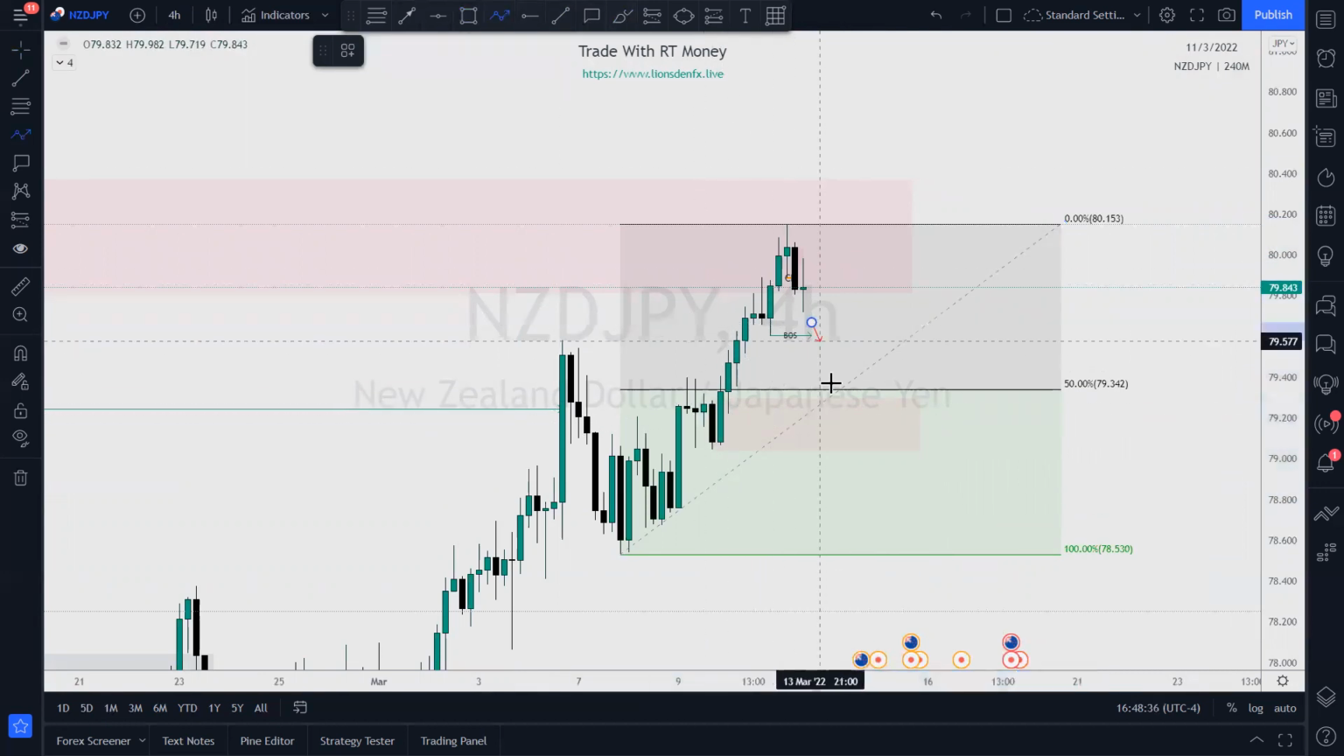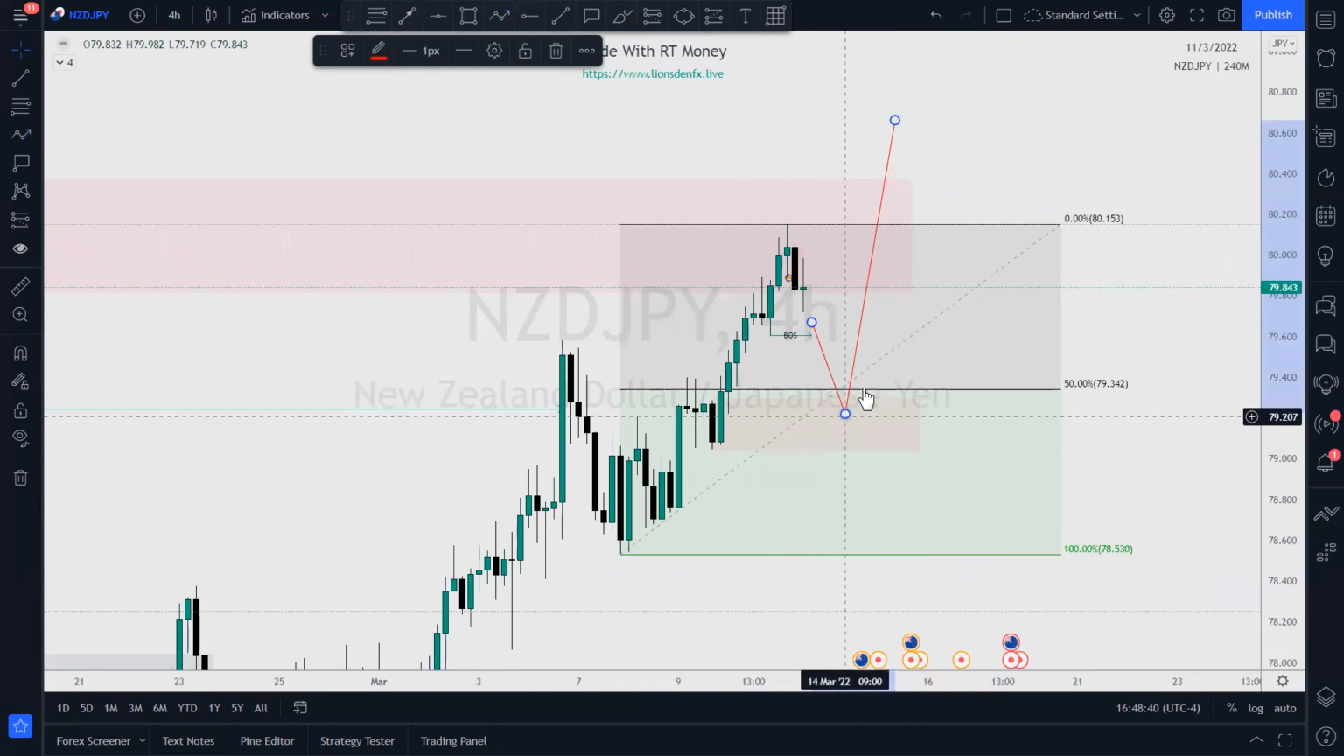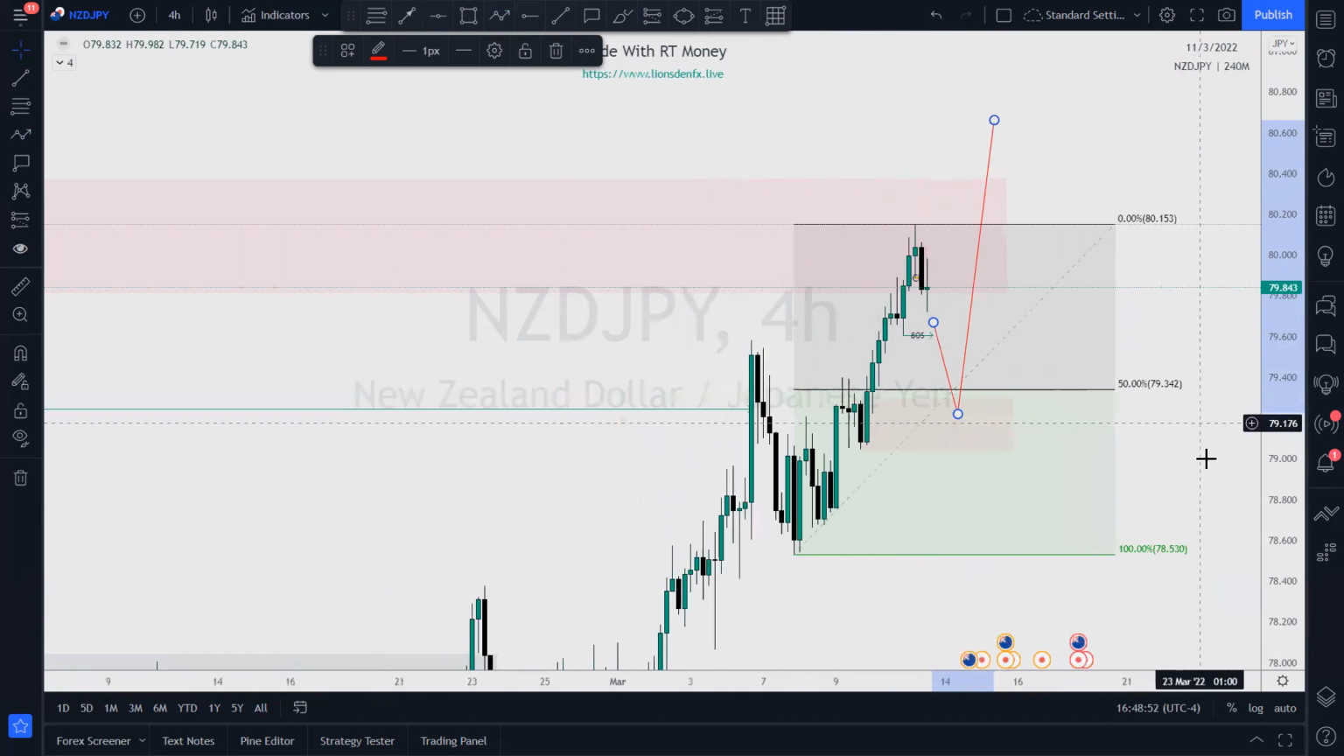All right, so this is going to be one of my POIs. I'm looking for the reaction once it gets here. I'm not just going to enter in a buy as soon as it gets here. No, I want to look for the reaction because I need confirmations. Confirmations. That makes all the difference in the world.